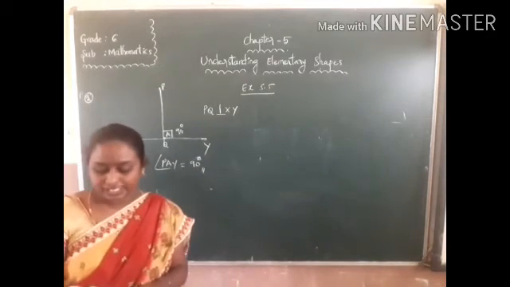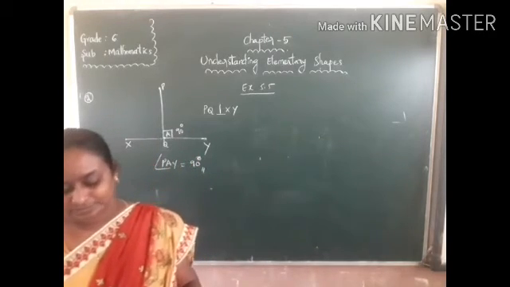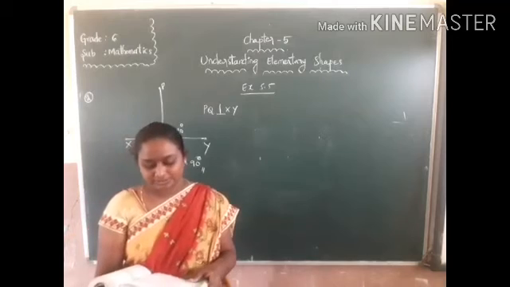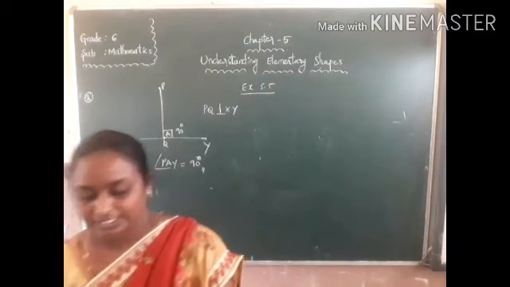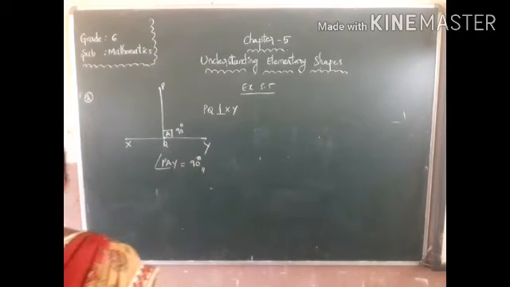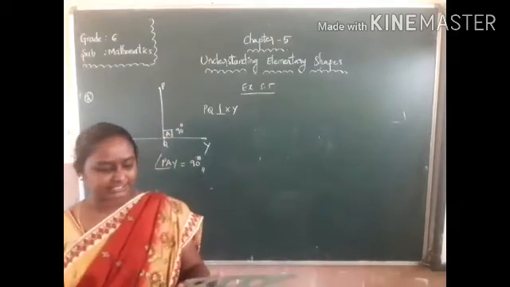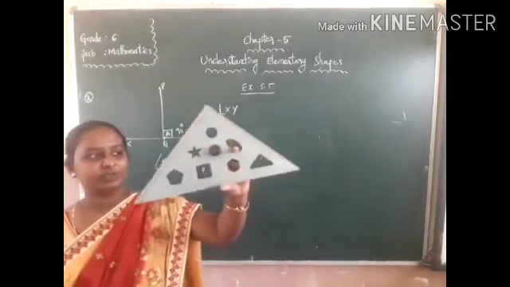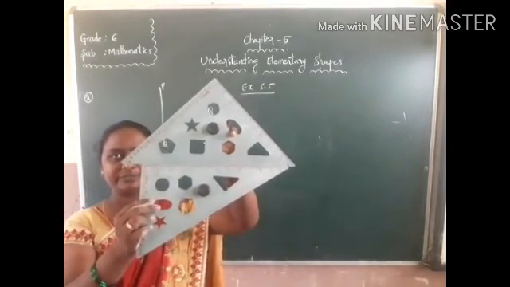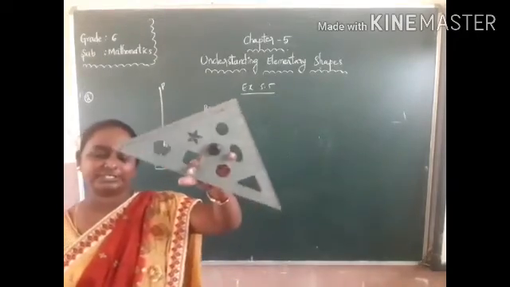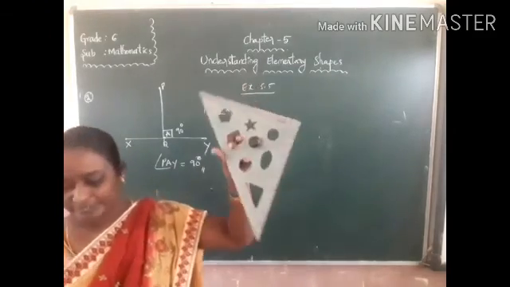Okay, next one. There are two set squares in your box. What are the measures of angles that are formed at their corners? Do they have any angle measure that is common? So in your instrument box you have two set squares. Did you recognize that? Yes, so this is one set square and this is one more set square. What is the name of this set square?